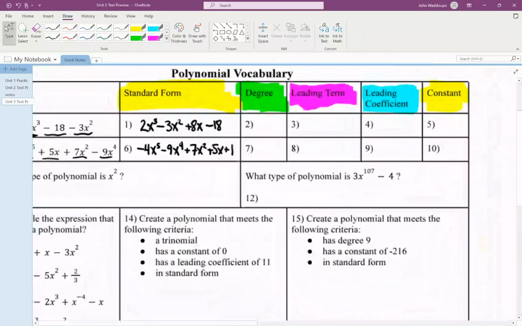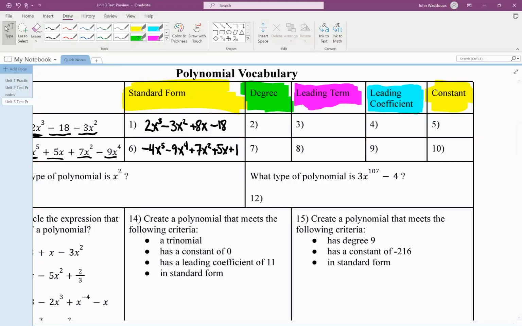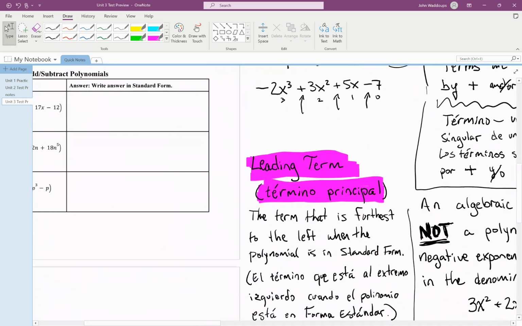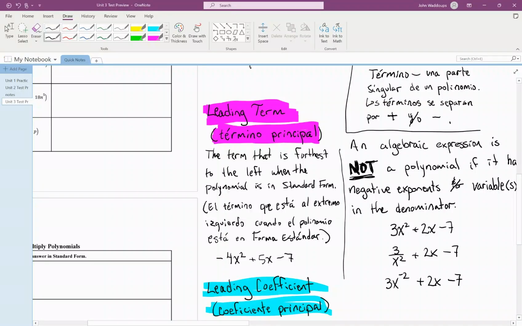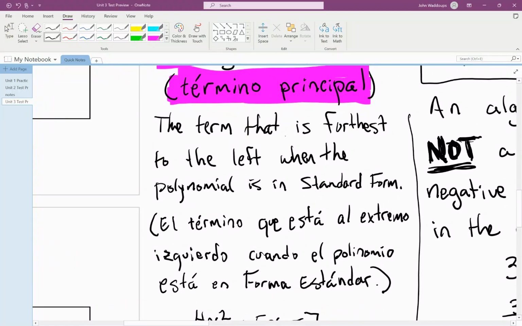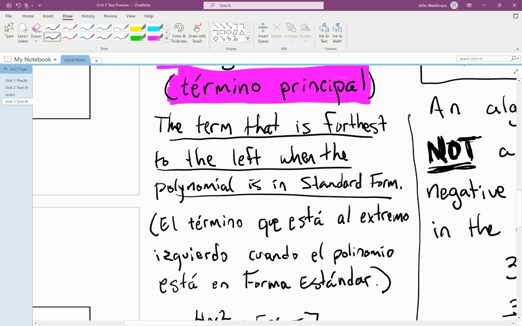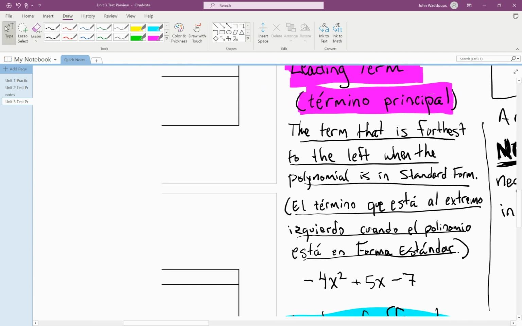Okay. So here, the degree of each of these. Here the degree is 3, and here the degree is 5. Okay, leading term. Well, when you put it in standard form, the leading term, el término principal, is the term that is furthest to the left when the polynomial is in standard form. El término principal es el término que está al extremo izquierdo cuando el polinomio esté en forma estándar.